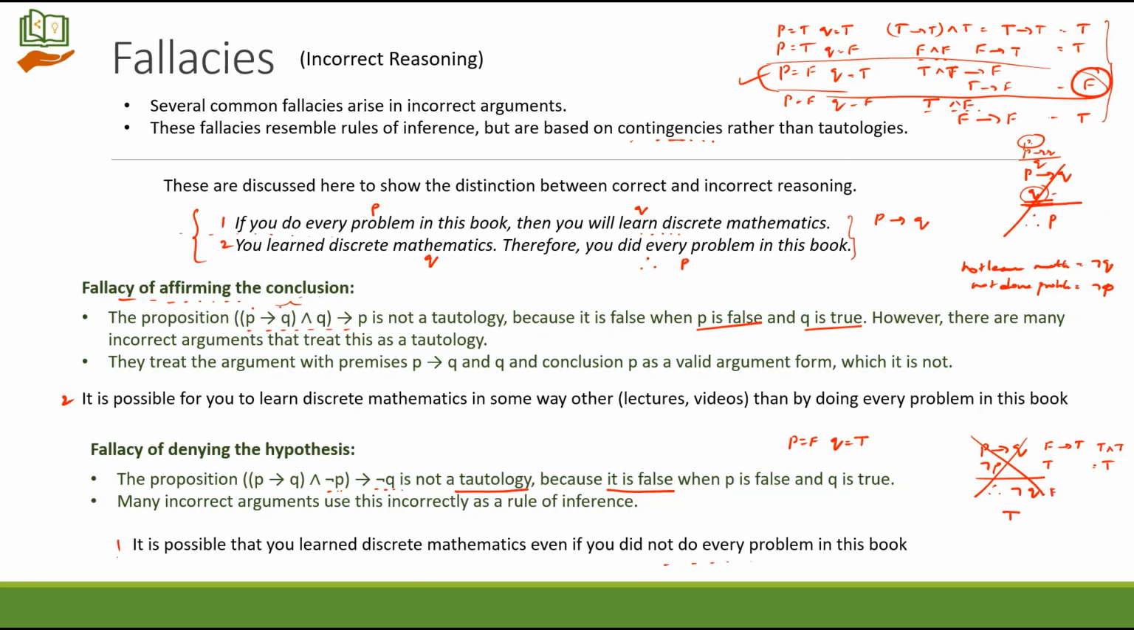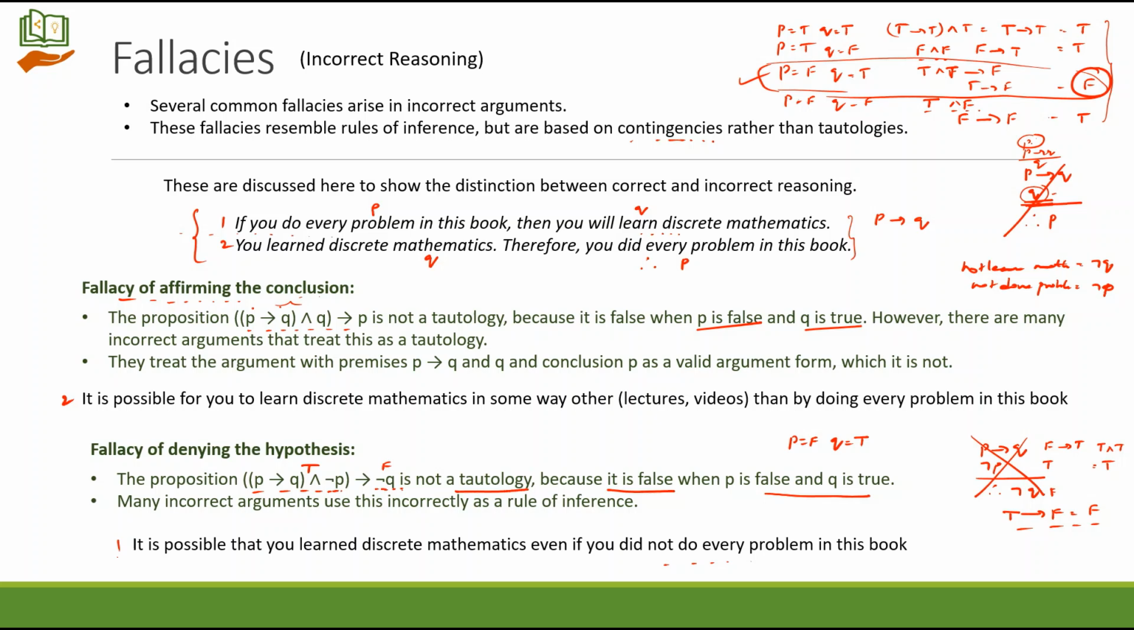Now we have T in place of this particular expression and we have negation of Q to be false. So what is T implies false? It is false with respect to conditional statement rule. So we are able to get a false value. From this we can say it is a contingency and not tautology. So we are concluding it is false when P is false and Q is true. In both the cases, with P value as F and Q value as T, they are trying to say that this particular statement is false or this particular rule of inference is false. Many incorrect arguments use this incorrectly as a rule of inference, but it is actually false.